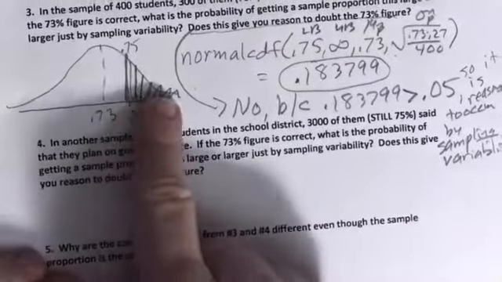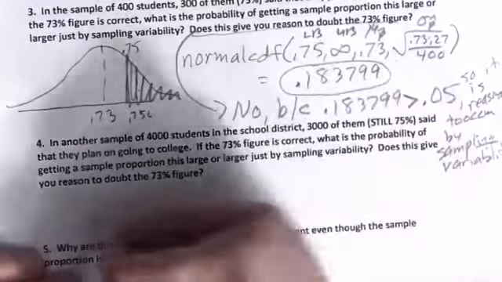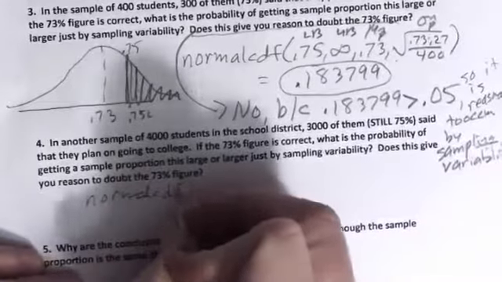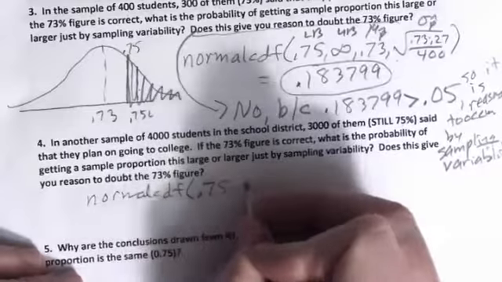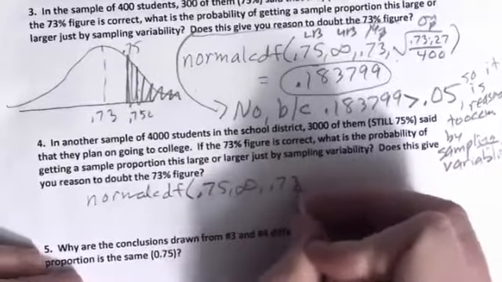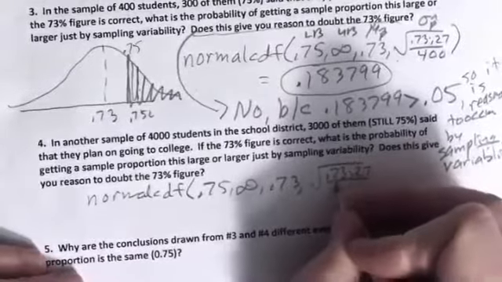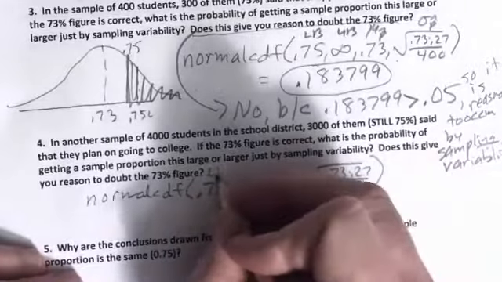Well, we're going to do the same thing we did up here, except we're just going to change our sample size to 4,000. So that's just going to be normal CDF from 0.75 to infinity. This is 0.73, and this would be the square root of 0.73 times 0.27 over 4,000. So our standard deviation is a lot smaller now.